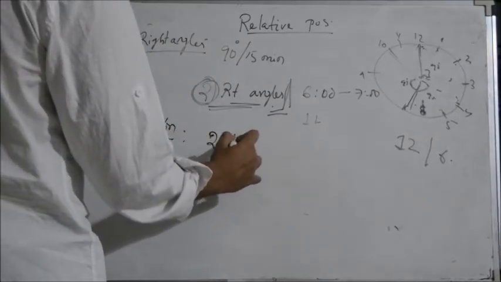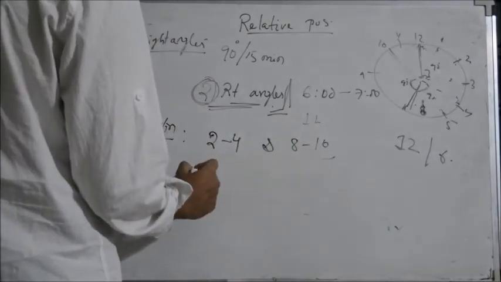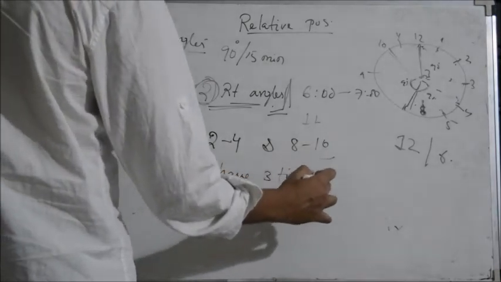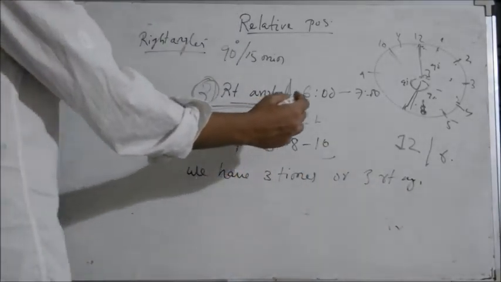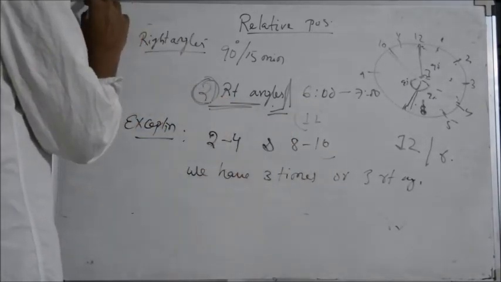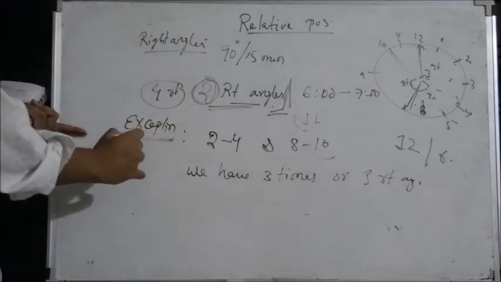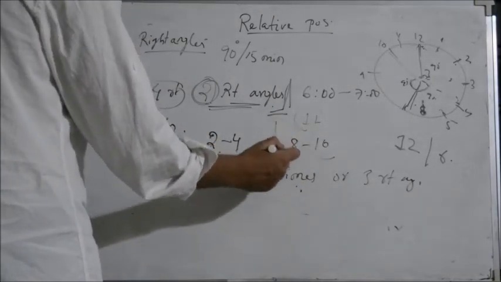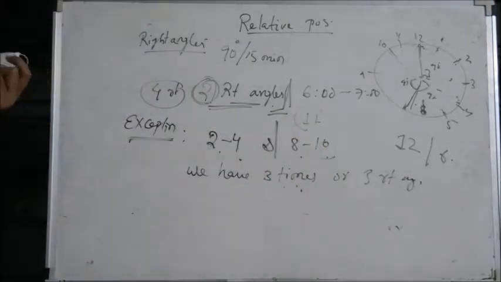Between 2 to 4 and 8 to 10, we have 3 times, or 3 right angles. In 1 hour it is 2 right angles. So in 2 hours, from 2 to 4, how much? 2 hours means it should be 4 right angles. But there is an exception. From 2 o'clock to 4 o'clock, we have only 3 right angles. And again from 8 o'clock to 10 o'clock, we have only 3 right angles. Now we will see how.